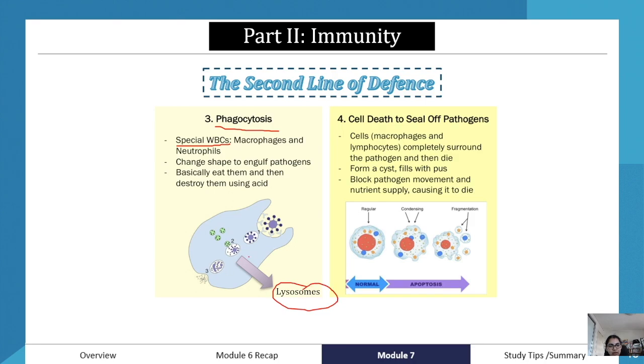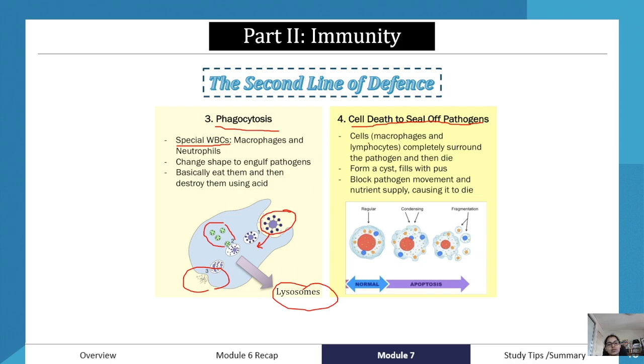So what we see is that the special white blood cells here, for example a macrophage, go ahead and capture the pathogen right there. From there, it takes the pathogen into the cell, and then we see these lysosomes come across and use acid to destroy the pathogen. Through that the pathogen is destroyed, and then it is dispersed from the cell right there. So that's phagocytosis.